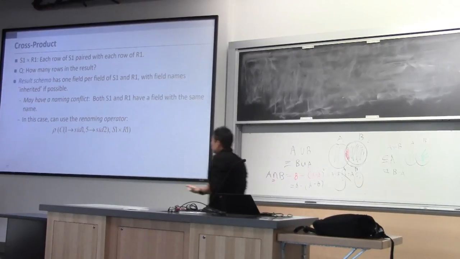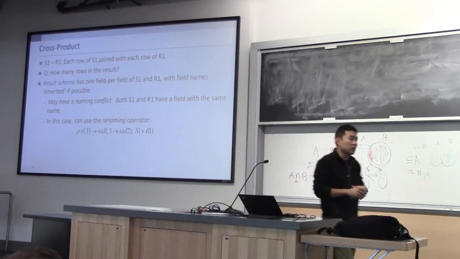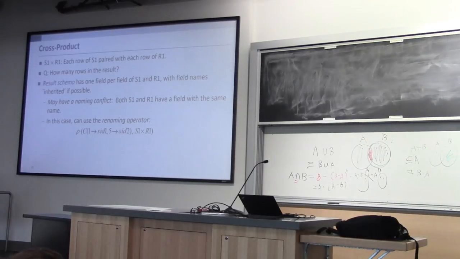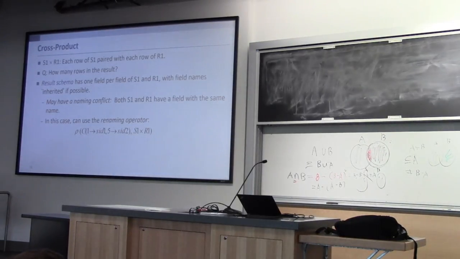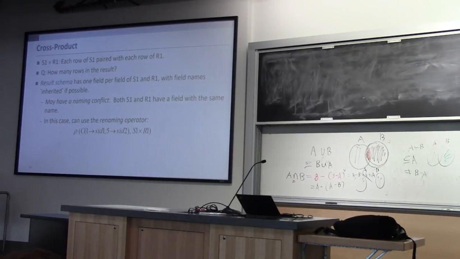The last operator is cross product. Cross product takes two schemas and glues them together. That's it, like appending one schema to another. In the process of doing this, you produce all possible pairs of records from the two input relational instances. What do I mean by that?